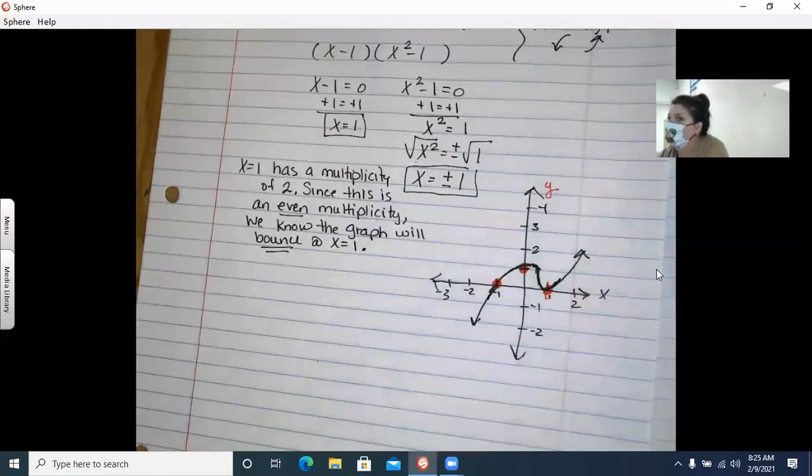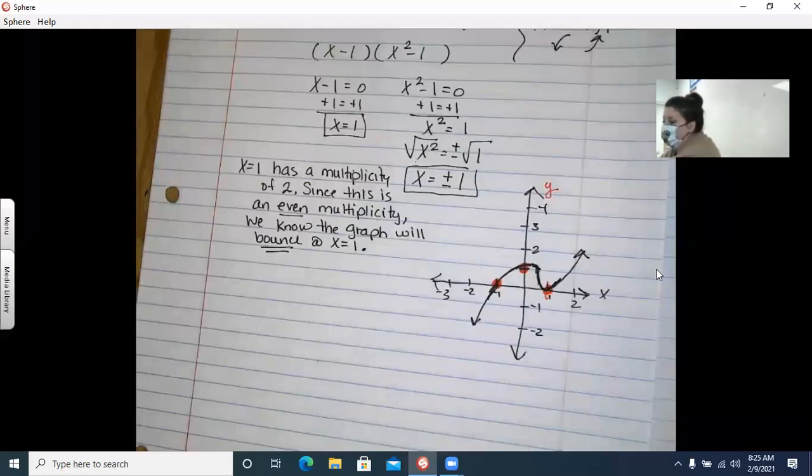Whenever you have a number that is a solution 2 times, 4 times, 6 times, 8 times, 10 times, it will bounce at that solution. If I had a multiplicity of it occurred once, 3 times, 5 times, 7 times, an odd number of times, it just crosses at that solution. Y'all cool with that?